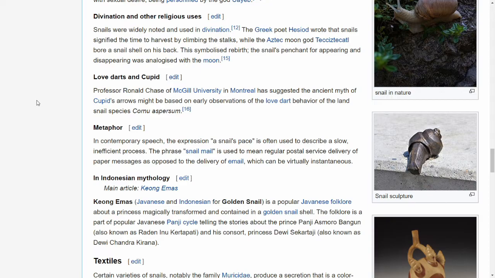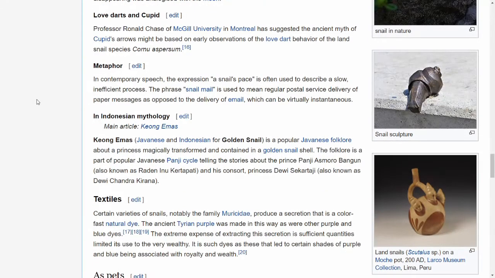What is that? I have no idea what that is. Do they love dart each other?